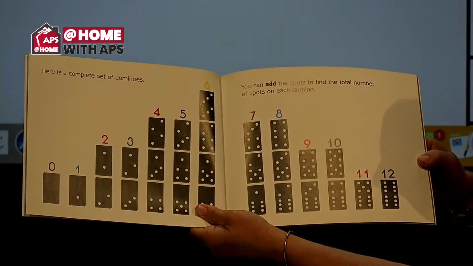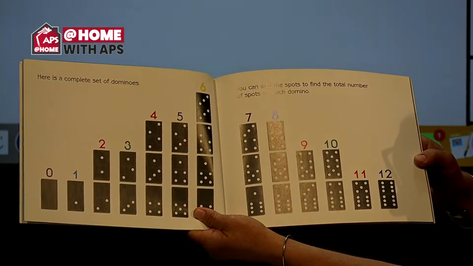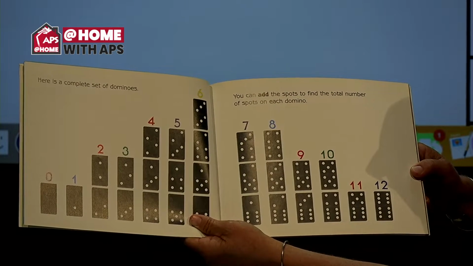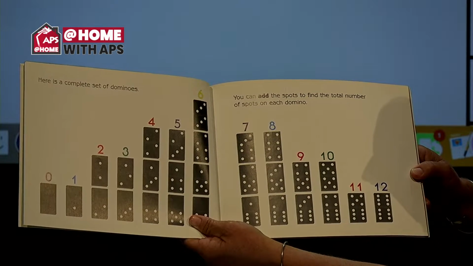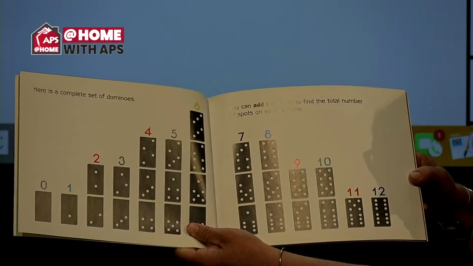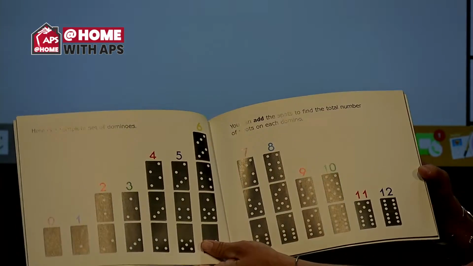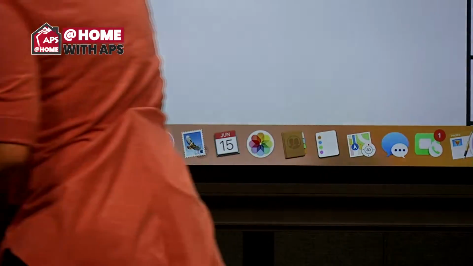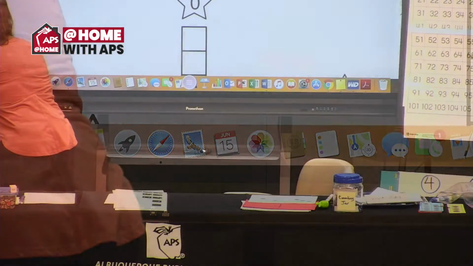Here is a complete set of dominoes, those double 6 type we talked about. You can add the spots to find the total number of spots on each domino. So the dots on each half of the domino are like, I'm just going to move our vocabulary chart quickly. They're like our addends, aren't they?